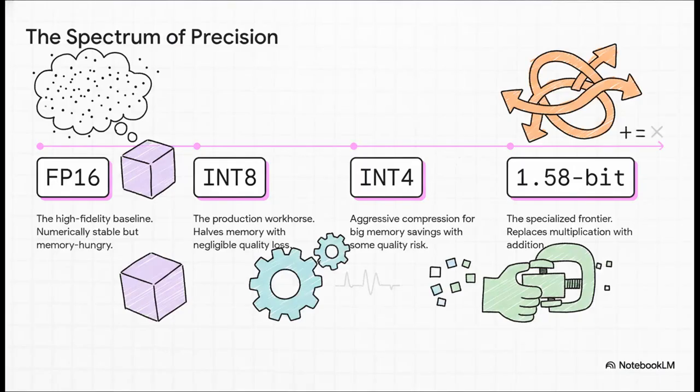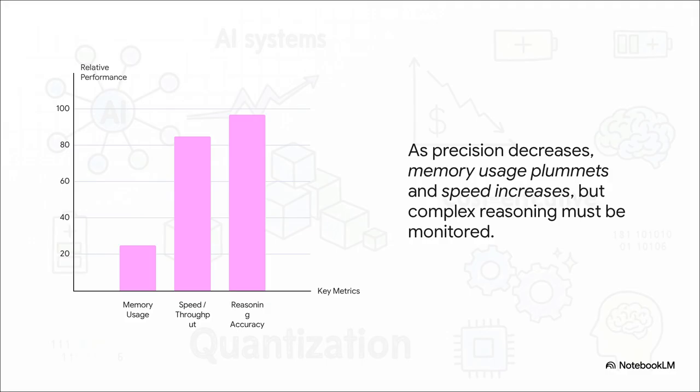So way over on one end, you've got FP16. That's 16-bit floating point. This is our high-fidelity baseline. The quality is fantastic, but man, is it memory hungry. Then you have INT8, which for a long time has been the classic workhorse for production AI. It cuts your memory in half with almost zero quality loss. But then we get to the really exciting stuff. INT4 gives you super aggressive compression. And all the way at the other end, these 1.58-bit models, well, they represent a radical new frontier in efficiency.